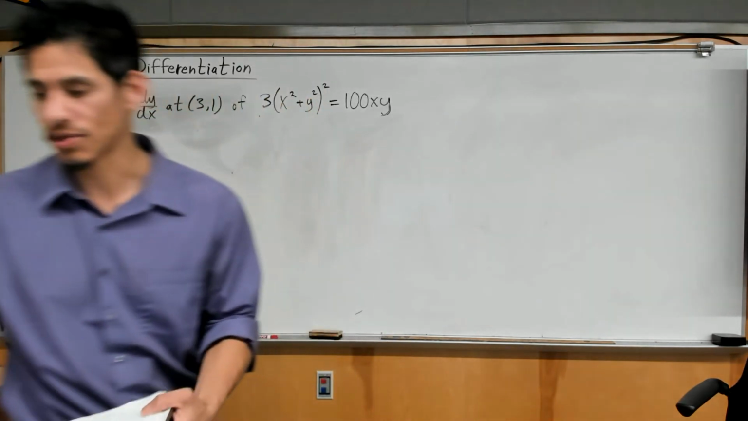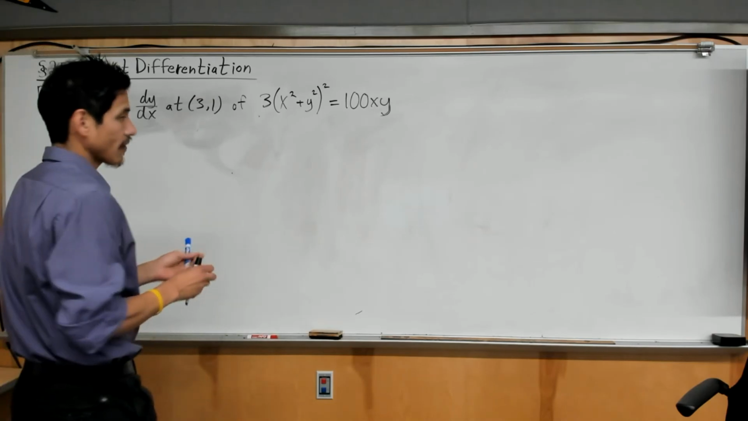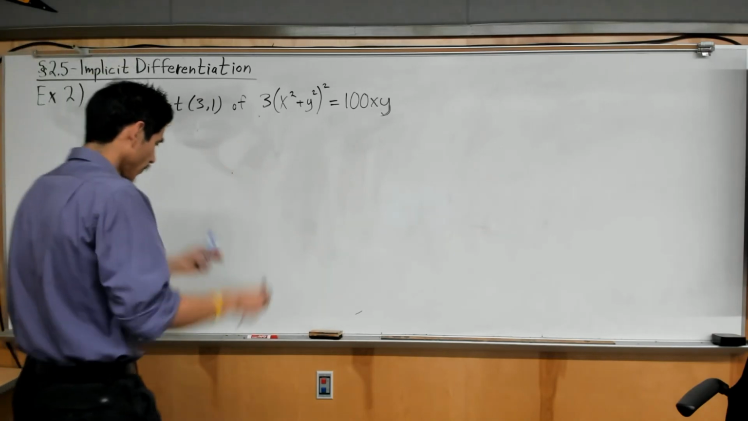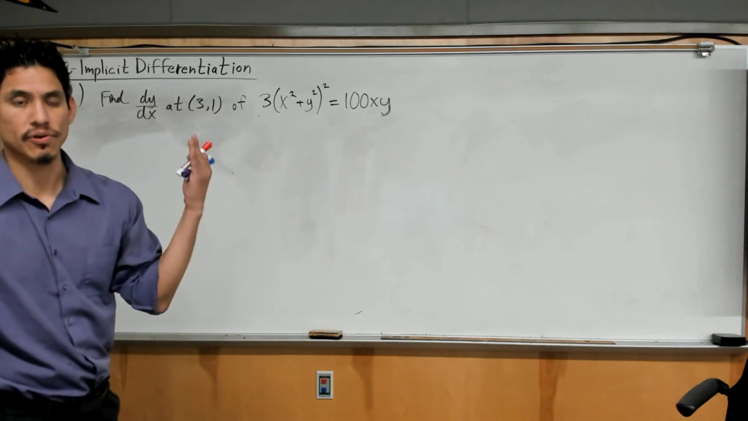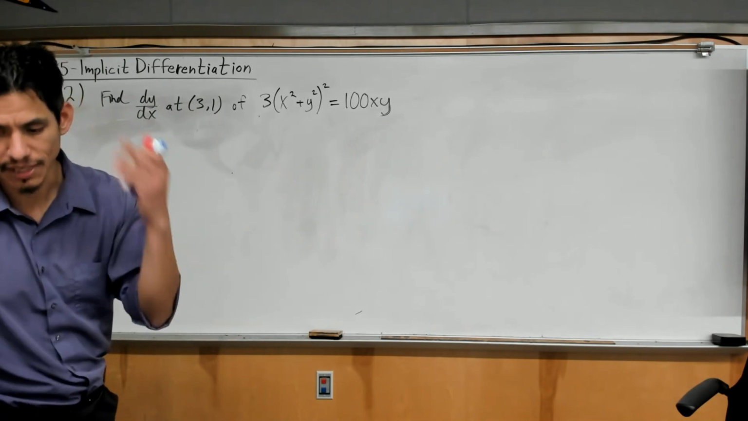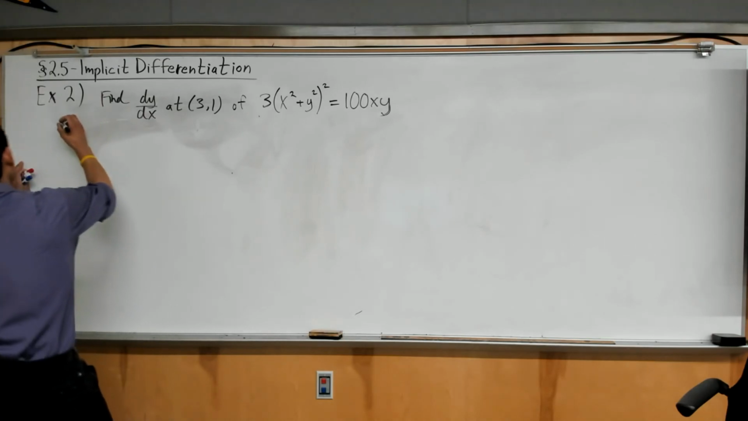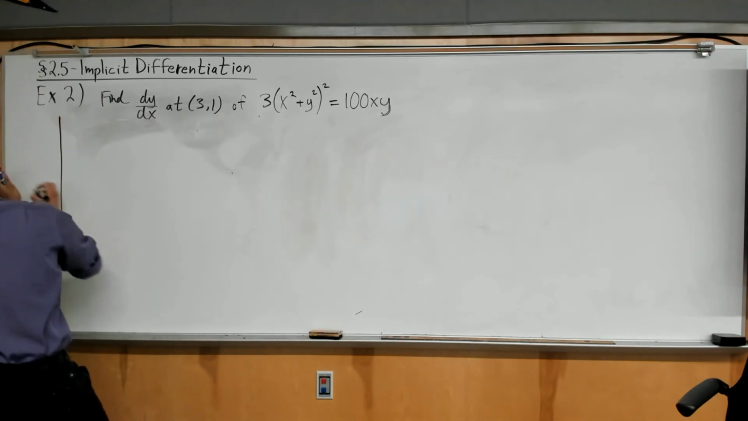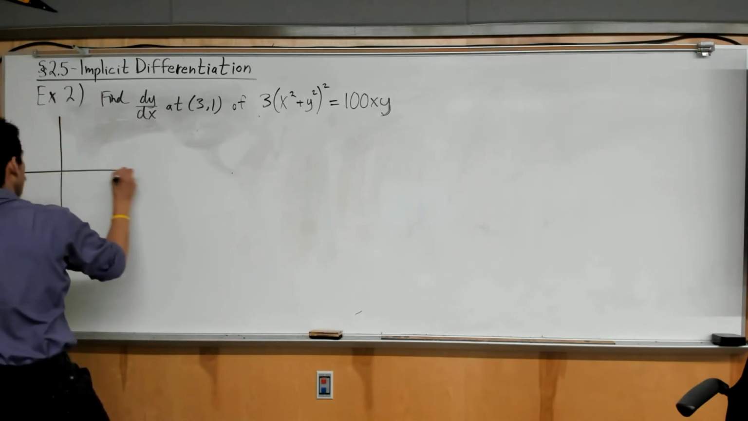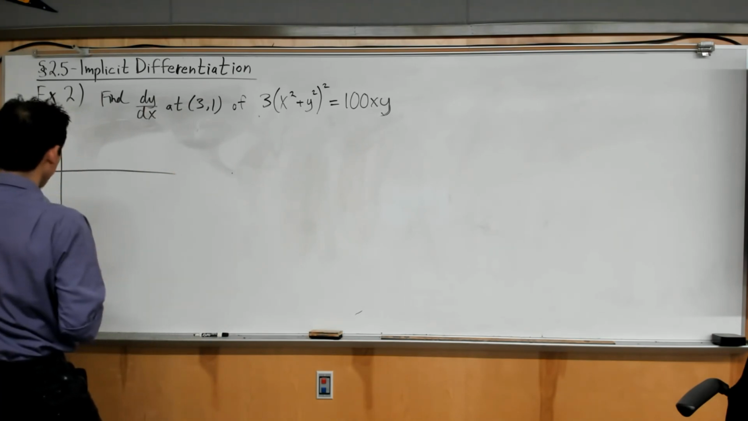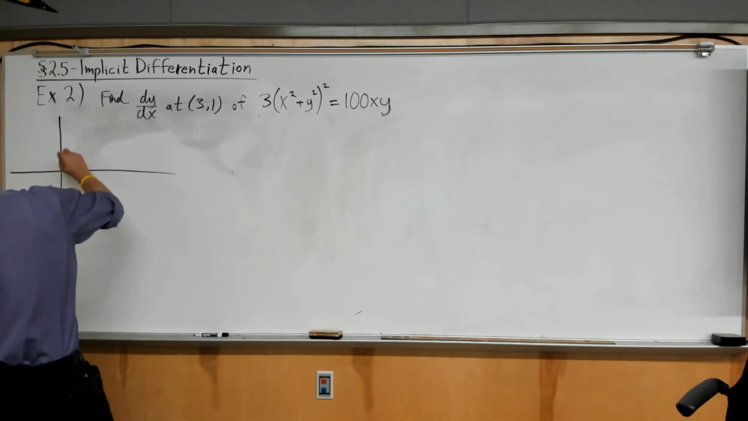All right, so let me first show you what the graph looks like, because then we can get some idea of what we're doing, and we don't want to lose sight of the concept here. So here we actually have this cool graph called a lemniscate.